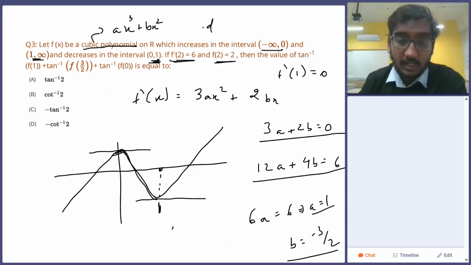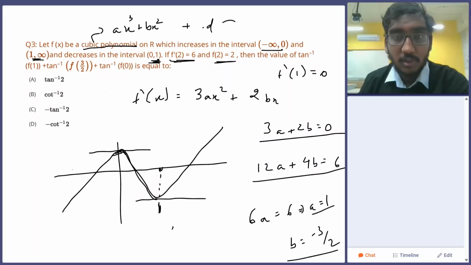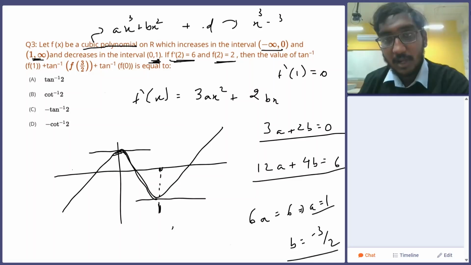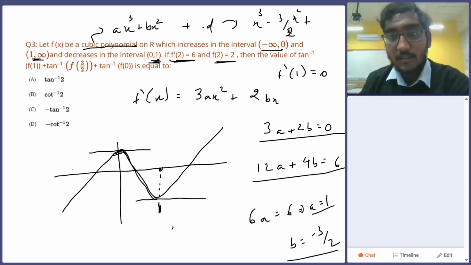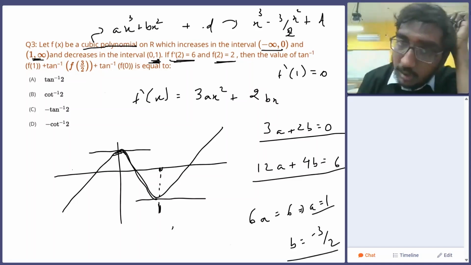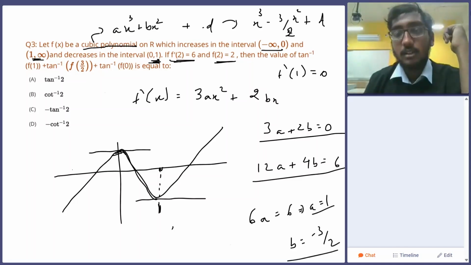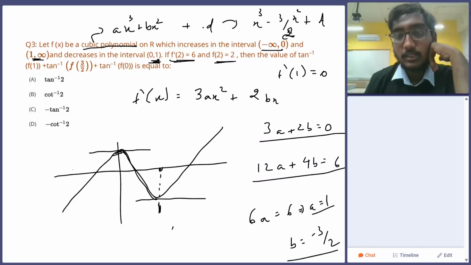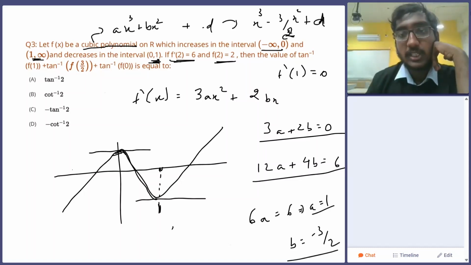What about d? Just use the condition that f(2) is 2. This is how the polynomial is looking, right? It is basically x cube minus 3 by 2 x square plus d. And when you put x as 2, the value of the function will be 8 minus 6, that is 2 plus d. So 2 plus d is 2. That means d is 0.